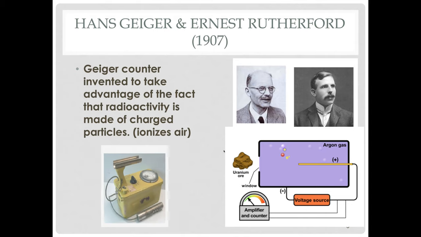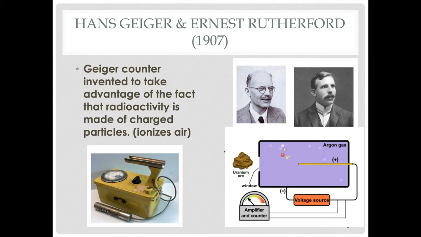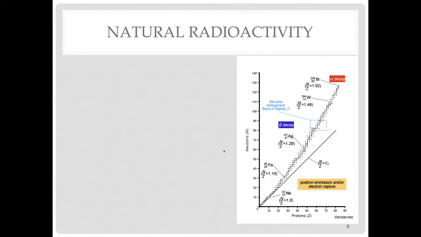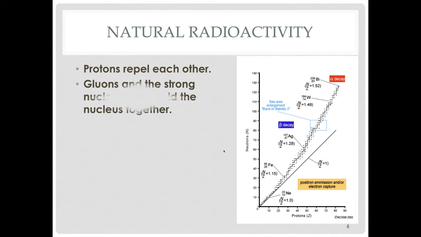Very cool. Now, what is this radioactivity made of? What are these particles? Well, natural radioactivity takes place for one simple reason. In the nucleus, you have protons, and protons have a positive charge. And positive charges repel each other, like charges repel. And you have gluons and the strong nuclear force that hold the nucleus together, prevent the protons from just simply exploding out of the nucleus like some sort of crazy spring in a box.